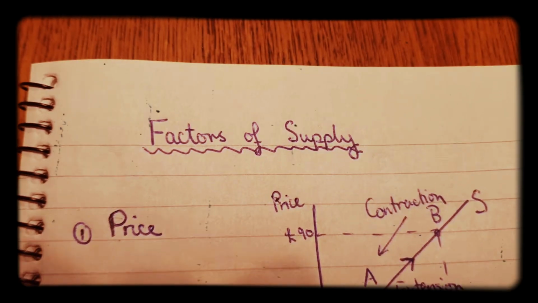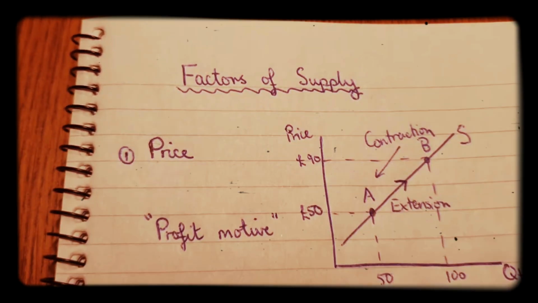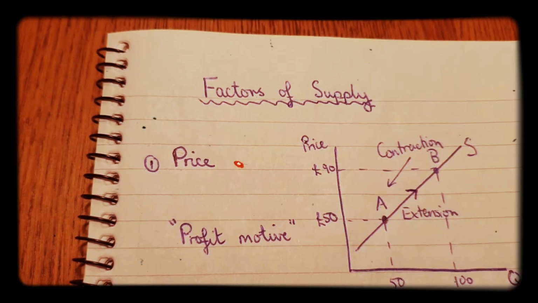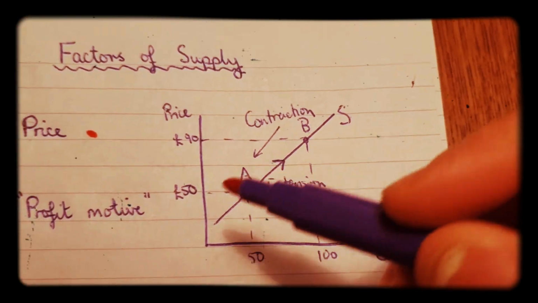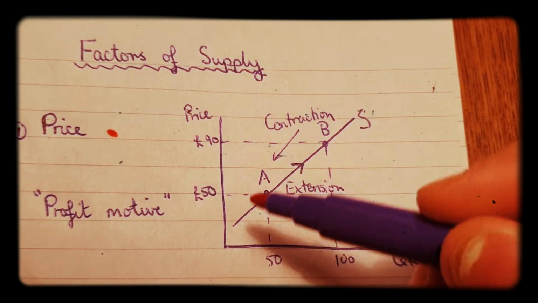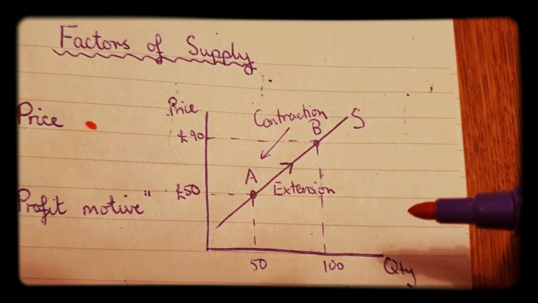Okay, so in today's session we're going to do the factors of supply. So getting straight into it, the first factor of supply is going to be price. Okay, we can see this relationship between price and quantity. On this diagram here we have the supply curve, it's sloping upwards.